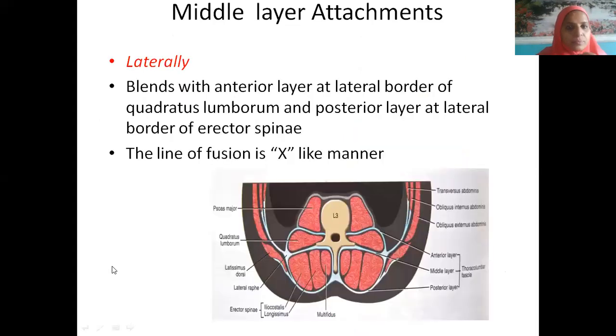Okay, then middle layer, this is the middle layer, isn't it? Laterally it is blending with the posterior layer, isn't it? And all three of them will fuse, in fact: anterior layer, middle layer and posterior layer. Okay, and the line of fusion is actually X-like manner. Okay, it looks like X.